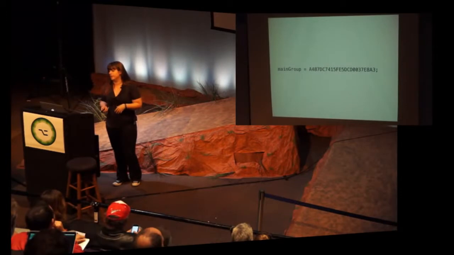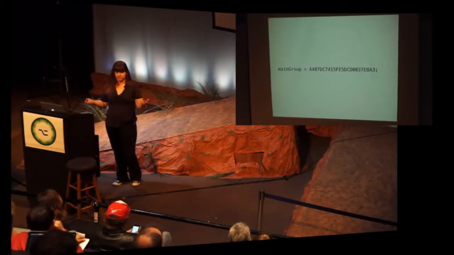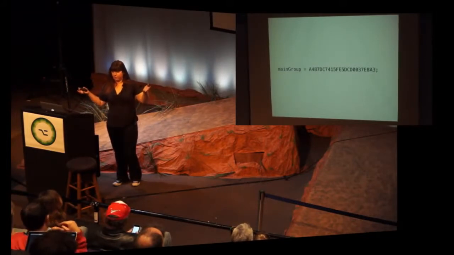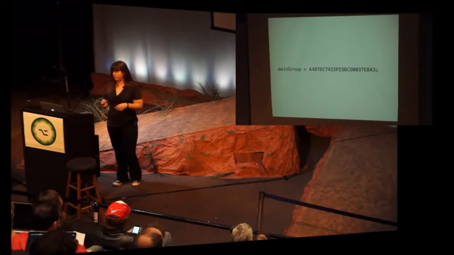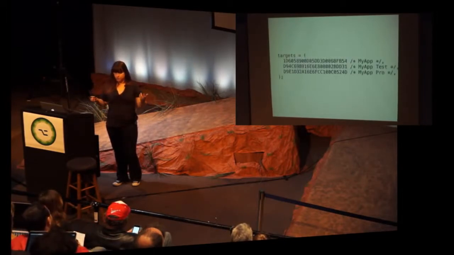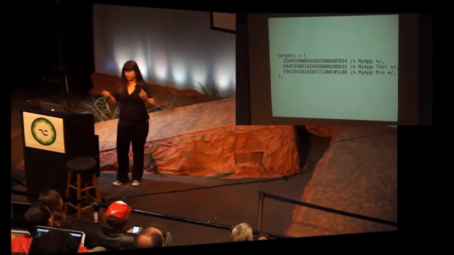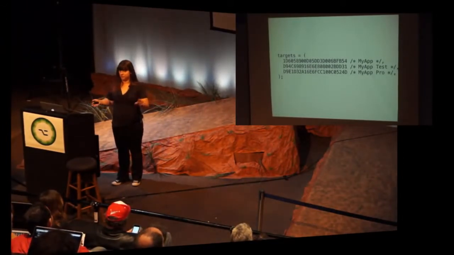Main group. Everything has an ID, and so this main group is the ID of the first thing that Xcode should open. Pretty simple. Targets lists all of your targets. Again, all of these are UIDs, which is why they're really super important and why Xcode hates you when you take them out.